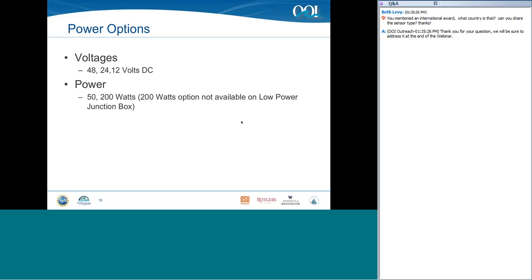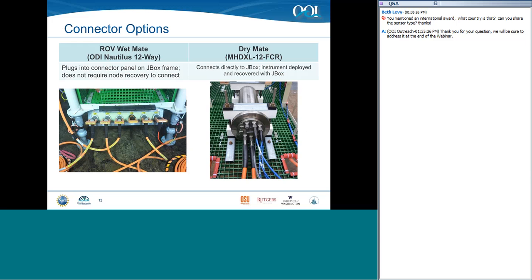Power options. Again, each instrument port gets its own DC to DC converter. Internally to the node, it'll have 375 volts in the MPJ box, and then it'll get converted down to either 48, 24, or 12 volts. And we can either have a 50 or 200-watt converter depending upon what the instrument needs are. So those are the common options for all the instrumentation that's out there.